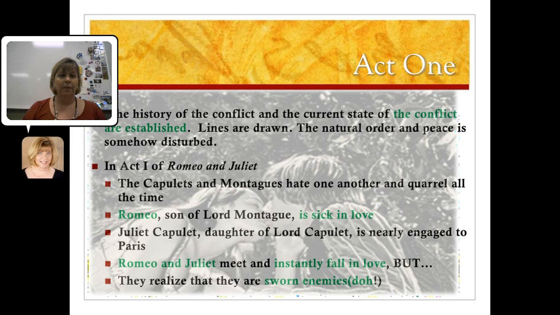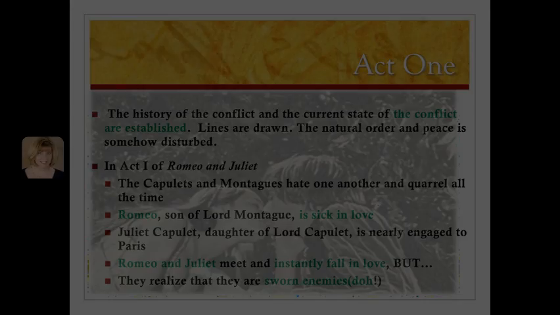So we see in Act 1 of Romeo and Juliet that we have established this conflict with the Capulets and Montagues hating each other. We know that Romeo is sick in love with Rosaline. We know that Juliet's about to get married. And then something is going to happen to upset the natural order of this play with these two families hating each other. Their children are going to fall head over heels in love. And that, combined with the literal disturbance of the peace that we saw in the first scene, is going to set up all of the action for the rest of the play.